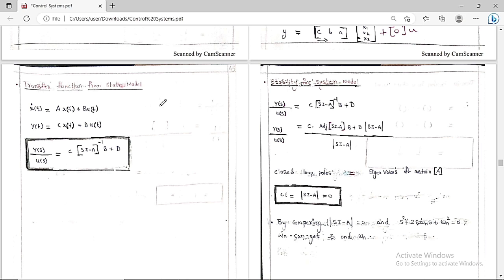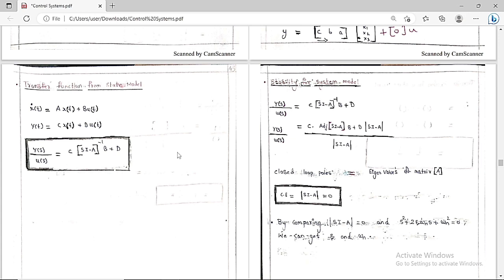So the transfer function from the state model. What is the state model? x dot of t is equal to A into x of t plus B into u of t, and y of t is equal to C into x of t plus D into u of t. What is the transfer function? The output is Y of s and the input is U of s. So Y of s by U of s is equal to C into (sI minus A) whole inverse into B plus D. This is a formula you always have to keep in your mind.